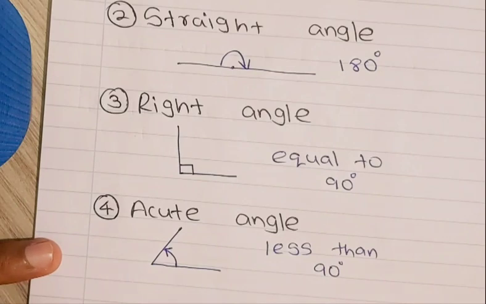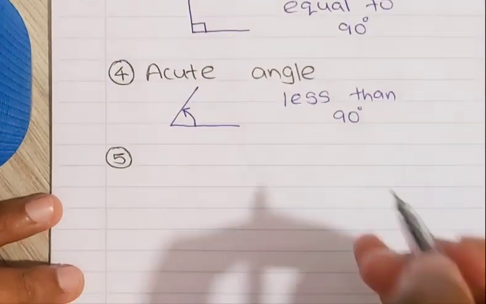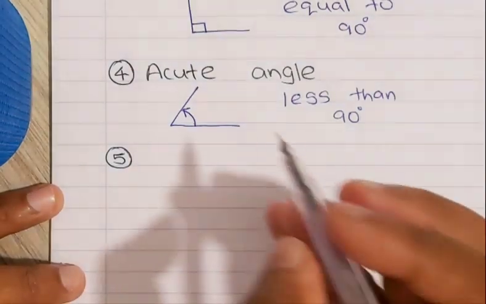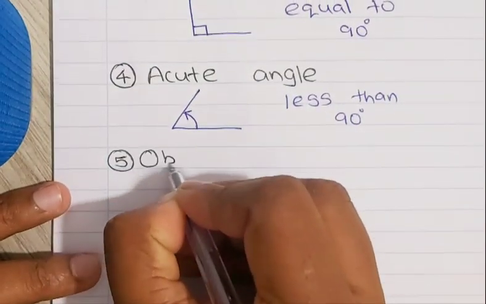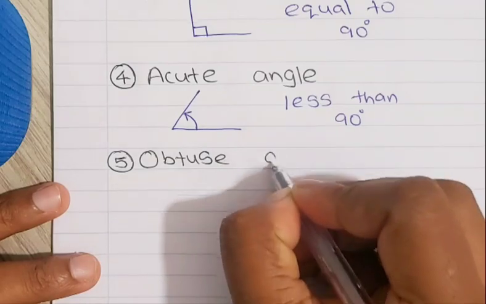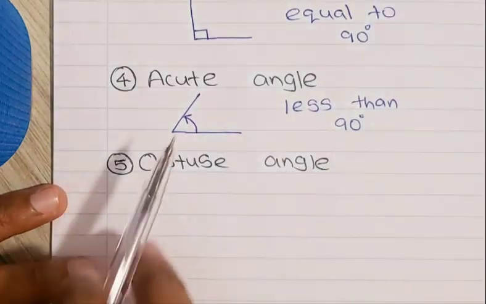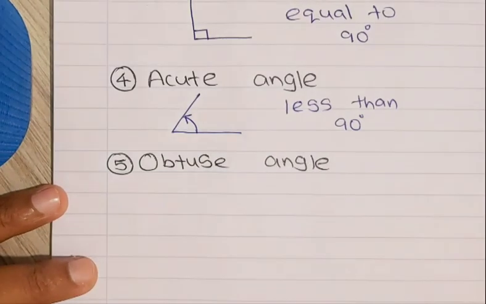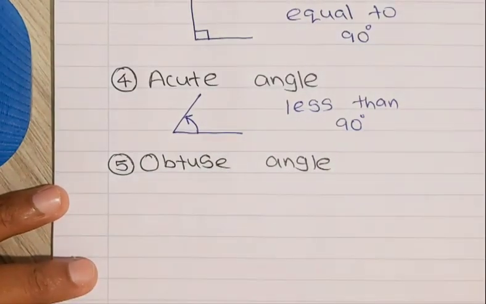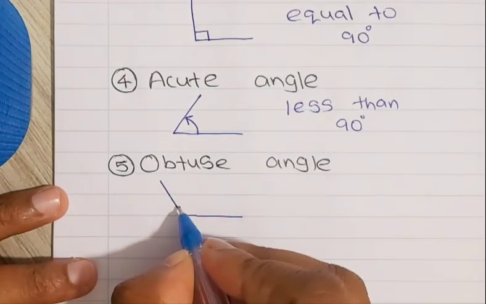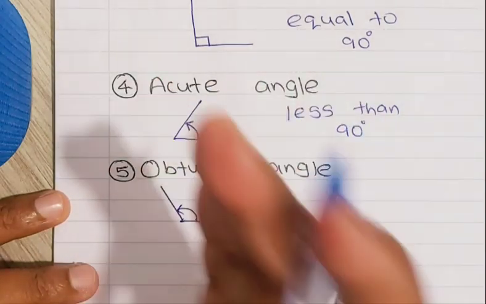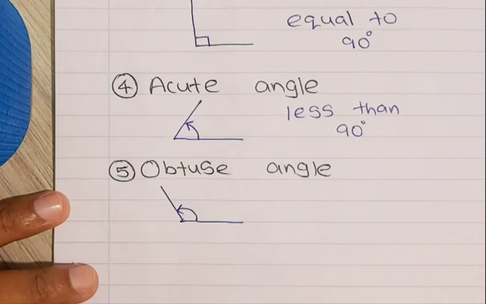The fifth type is the reflex angle, but before going to the reflex angle we can go for the obtuse angle also. What is the meaning of obtuse angle? Acute angle means less than 90 degrees. Obtuse angle means more than 90 degrees, and also it should be less than 180 degrees. Can you understand that?